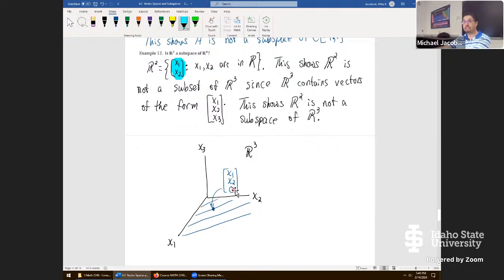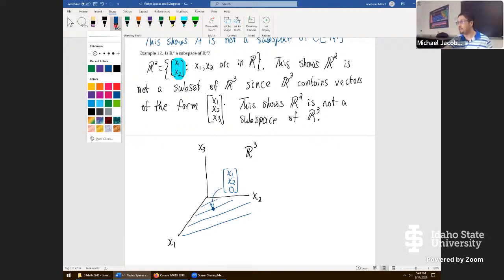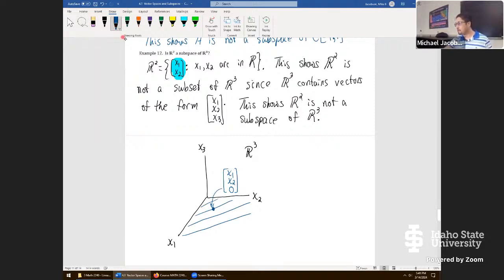Notationally, there's just a difference right here. And if the only difference you really spot is notation, sure, it's not a subspace, but we can say that this space right here, let's see, how should we indicate it?